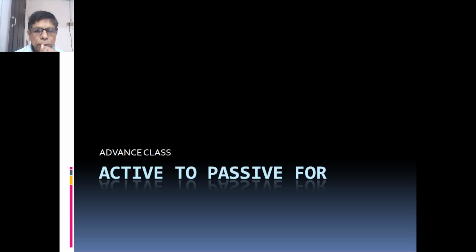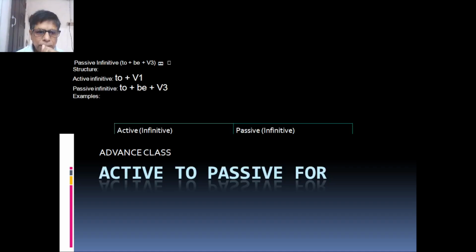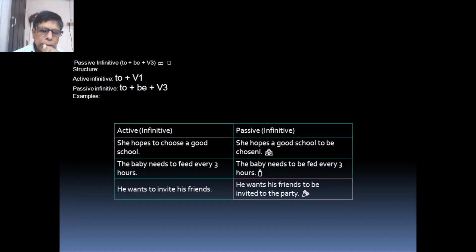In this video, I have active to passive forms for advanced students or upper classes, say 11, 12, BA, BCom, etc. and above. Let us start. Here you see passive infinitive.